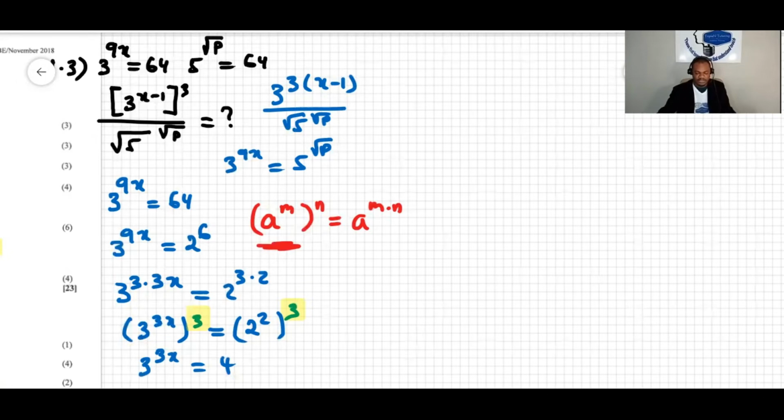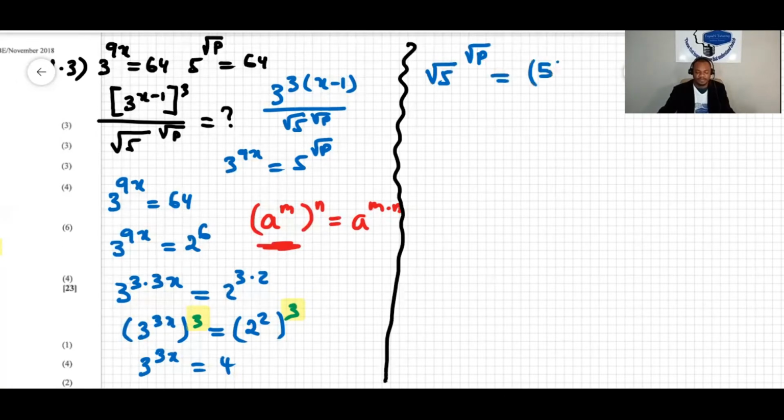I'm going to split this like this. If I look at square root of 5 to the square root of p, the square root of 5 can be written as 5 to the power of a half. It can be written as 5 to the power of a half, to the power of square root of p. So we can also apply the same law. This can be written as 5 to the square root of p, to the power of a half. It's the same thing because multiplication is commutative, okay? We can multiply like that.